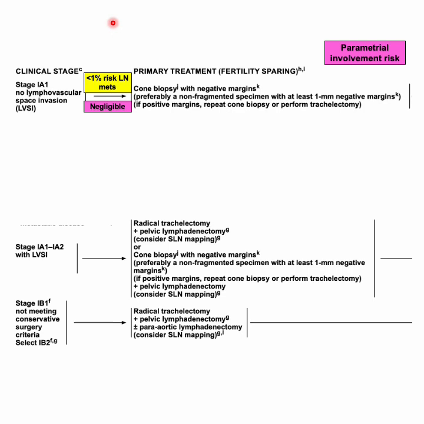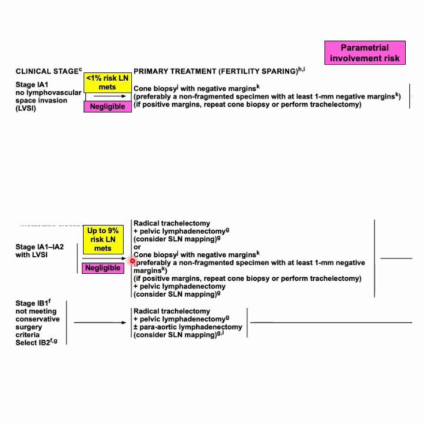But then we just talked about LVSI, so let's go down to stage 1A1 to 1A2 with LVSI. So you're thinking, well, geez, they only just have LVSI. Why do they need a different type of surgery? Why can't they just get a cone? LVSI has up to 9% risk of lymph node mets. It adds a fair amount of risk to lymph node mets. Now here, based on the data that we have, still the risk of parametrial involvement is negligible, but it does change what you're going to be doing, and you must sample the lymph nodes.